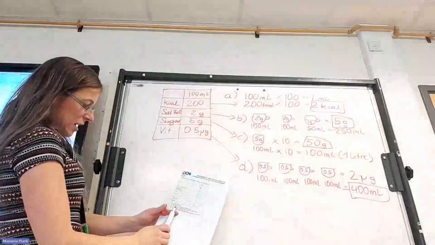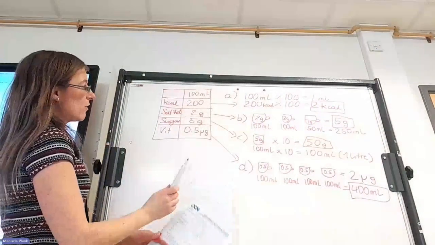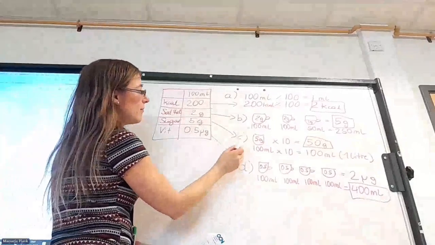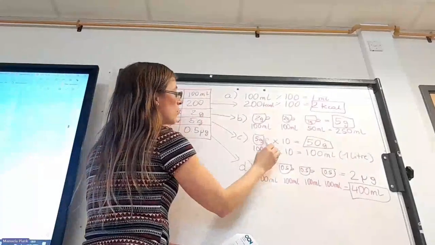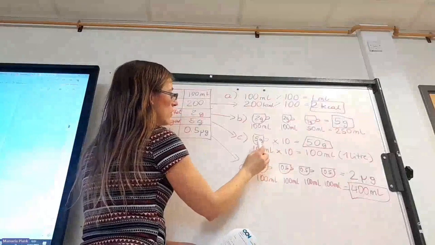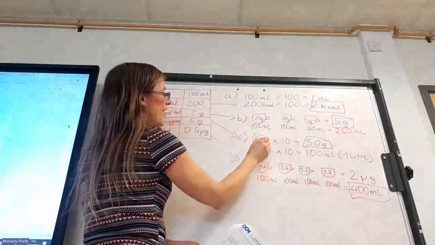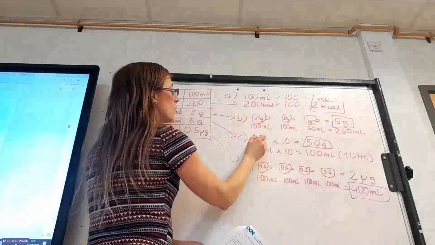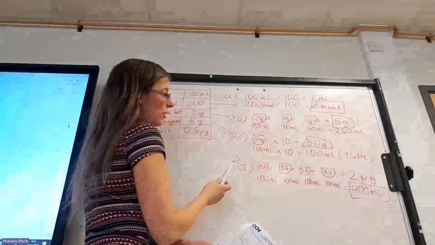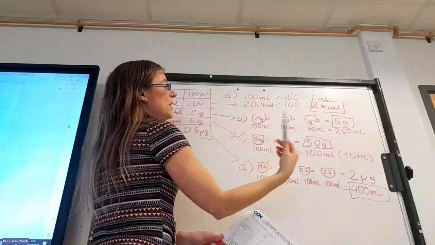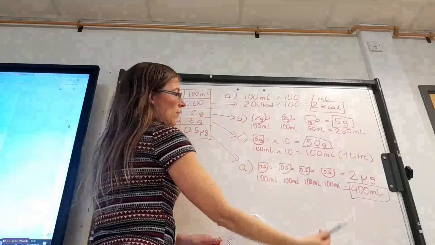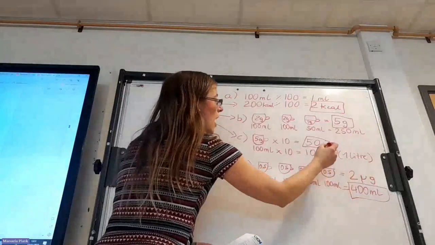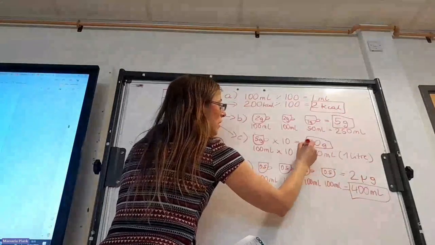Number C, the amount of sugar in 1 liter of milk. So here we've got sugar, 5 grams. So 1 cup equals 5 grams. So 1 cup of 100 ml of milk contains 5 grams of sugar. But we need to calculate a liter. So how do we get to a liter? We know that a liter is 1,000 ml.